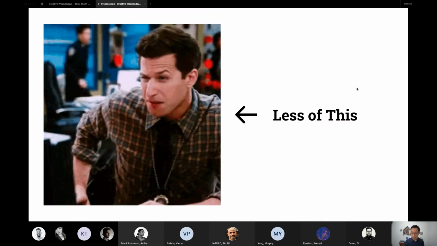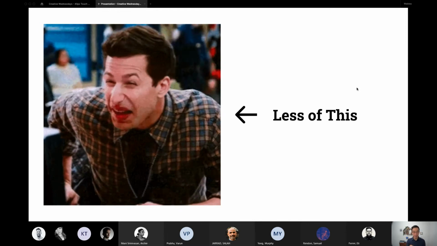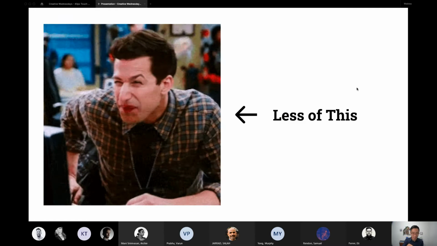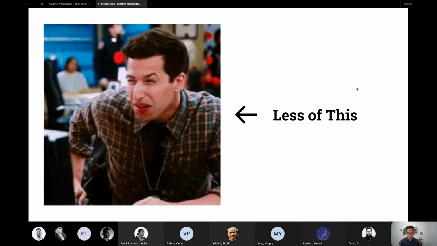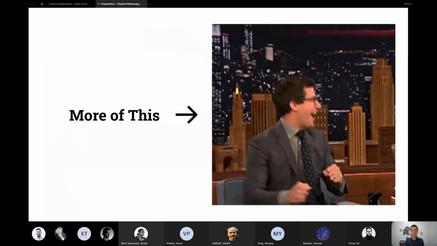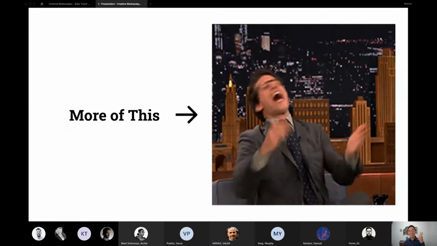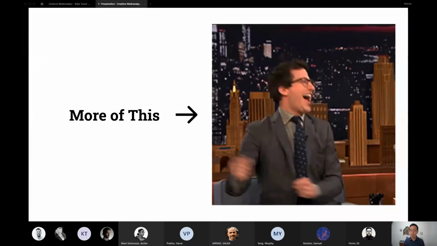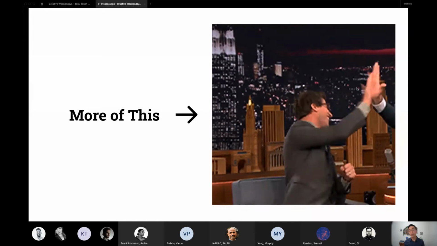We want less of people squinting to try to find the right touch target, trying to use their finger or use a stylus to interact with our touch targets. And we want more of this. We want more of the celebration or just ease of use. Our software should be really enjoyable to use. It should not cause frustration to use.